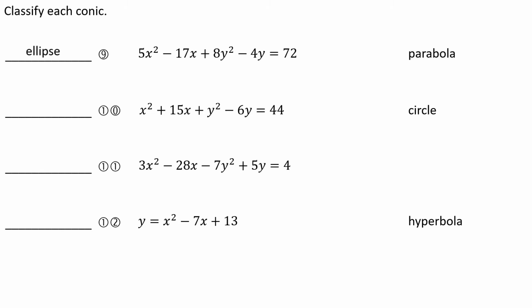Number 10, the X is squared, the Y is squared. They both have a coefficient of 1. That's got to be a circle.